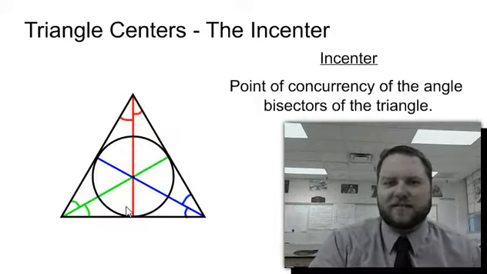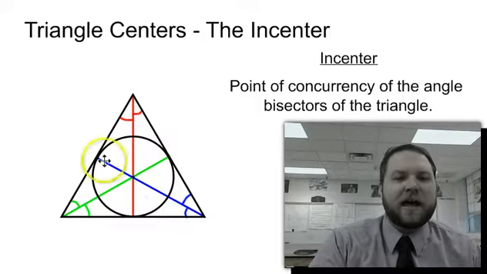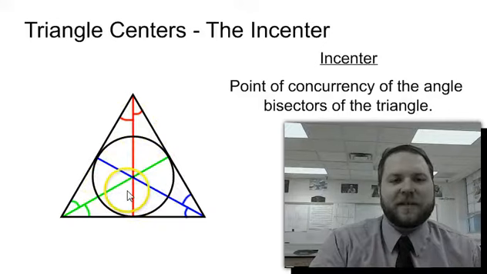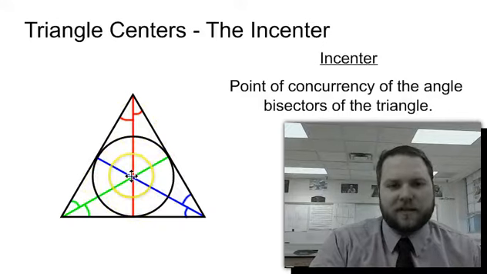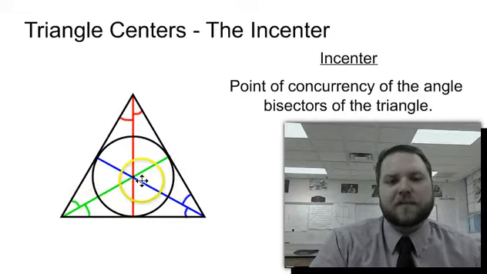Try and put that together for yourself if you haven't already. But the incenter will always be somewhere on the inside of the triangle, and it is the point that is the center of the inscribed circle, and it's also the point where the angle bisectors meet.